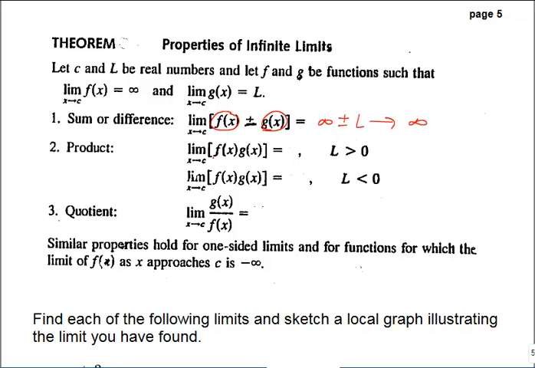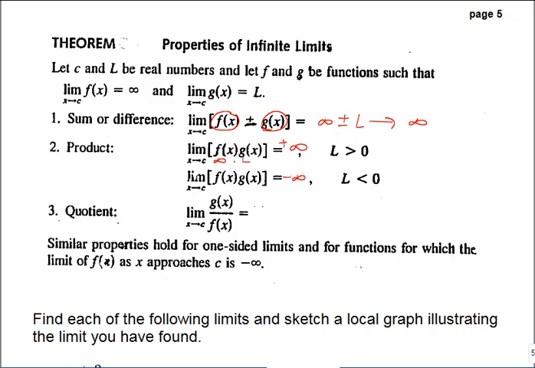How about if we're talking about a product? So what happens if we take the limit of a product where the limit of the f is infinite and the limit of g is a constant L? So what's infinity times a constant? Still infinity. And if that L is positive, this will be positive infinity. If that L is negative, then this will be negative infinity.